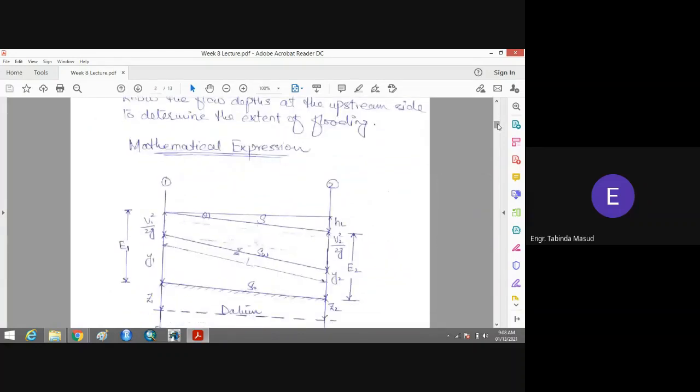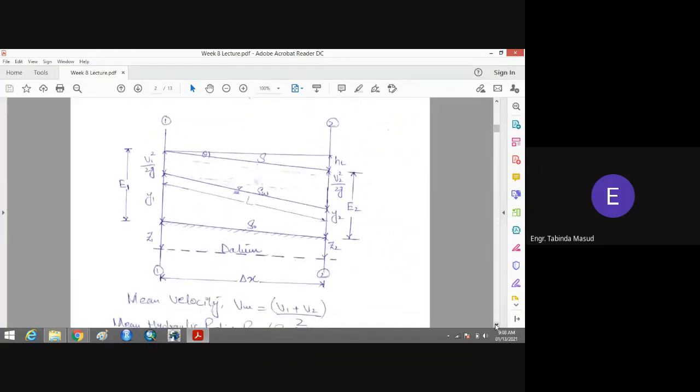This is the mathematical expression for this method. First of all, this is the figure which we also discussed in our first class. You can see that there are three types of slope for non-uniform flow: this is the slope of the channel bed, this is the slope of the water surface, and this is the slope of the energy line between section 1-1 and section 2-2.